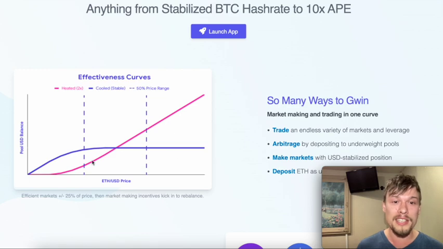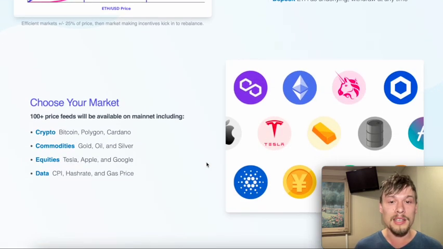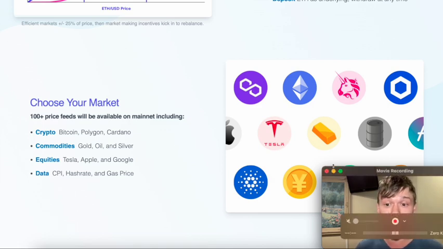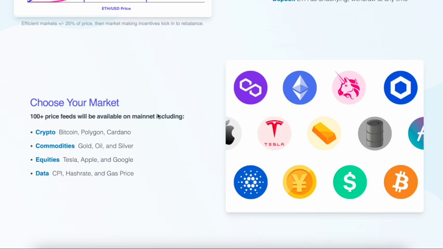So we can use this to serve any market, to launch any market, and we can do it all with $10, $20. It really doesn't matter. You can start with anything, and you could serve markets up to millions of dollars. There's really nothing stopping us from doing any of those things. So let's take a look here. There are about 100 plus price feeds available on the mainnet, which would be launched soon. Right now it's on the Goerli Testnet.